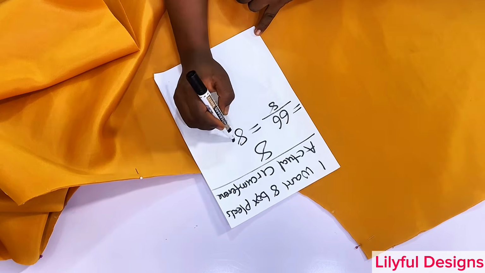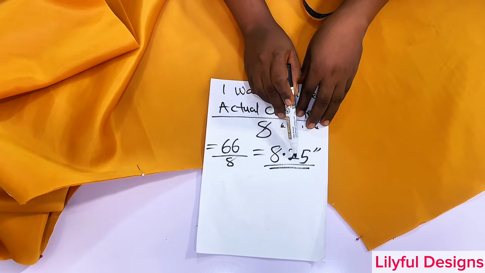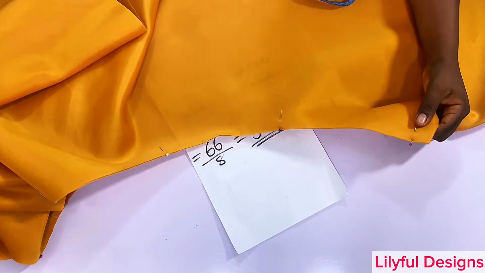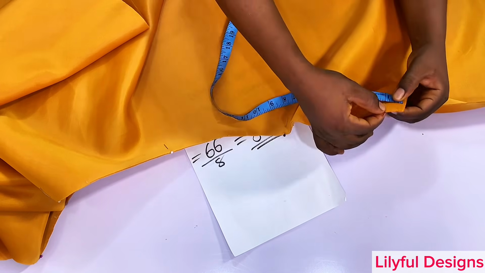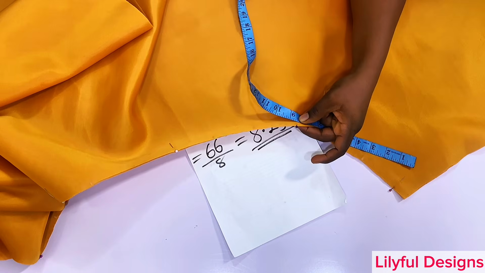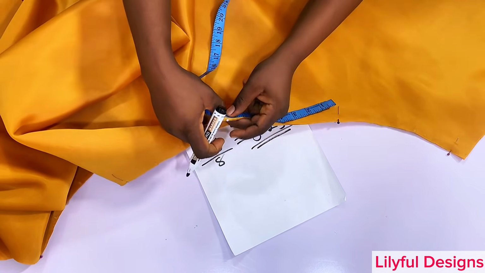So when I divide my 66 inches by 8, I'll be having each box pleat as 8.25. So each of the box pleats will be 8.25. The width of each box pleat will be 8.25. I will go ahead and use this 8.25 to divide my 66 inches into 8.